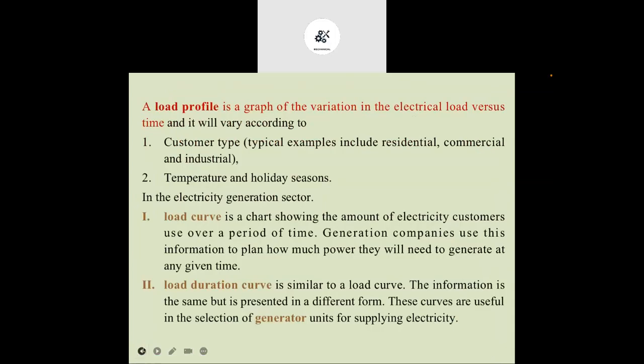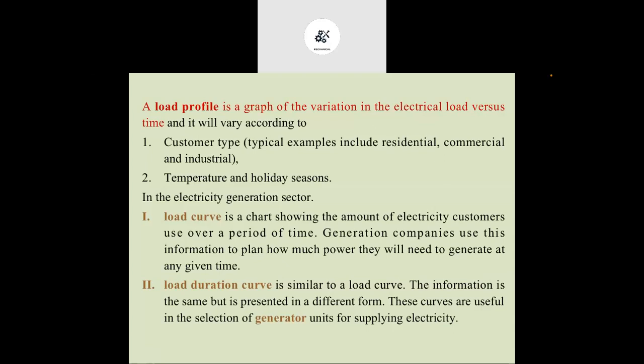What is the difference between load curve and load duration curve? Because these two are very important whenever we plan to install any particular power plant, right? If you want to design the plant of particular capacity, first we must know what is the demand. Okay, what is the requirement of the customer? How much electricity we must generate to satisfy that particular demand? And for that, the drawing of load curve or the load duration curve is very important.